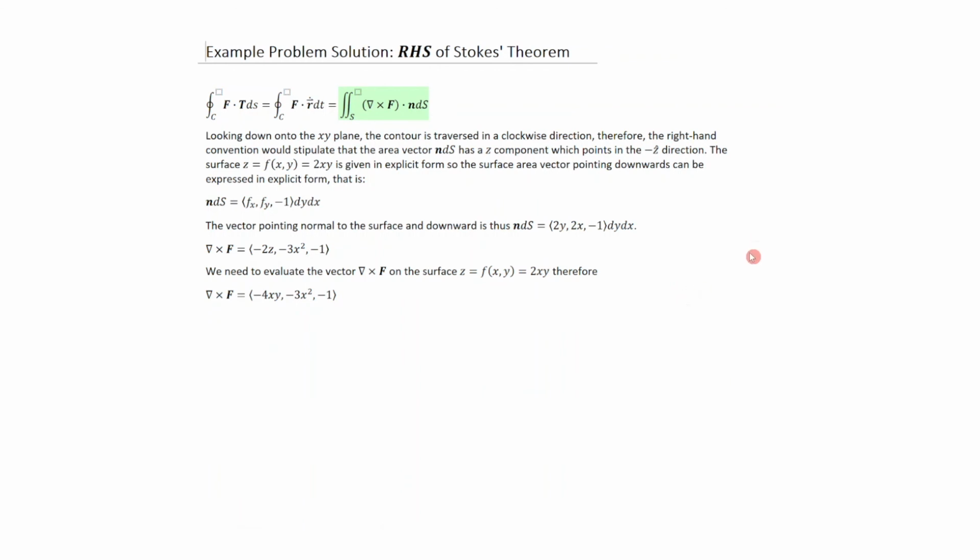Okay, so if we're looking down on the xy plane, the contour is traversed in a clockwise direction. Therefore, the right-hand convention would stipulate that the area vector n dS has a z component which points in the minus z hat direction. You could see on the previous picture that the surface area vector was pointing in the minus z hat direction. The surface z equals f(x,y) equals 2xy is given in explicit form, so the surface area vector pointing downwards can be expressed in explicit form. That means you can just write it out as such.